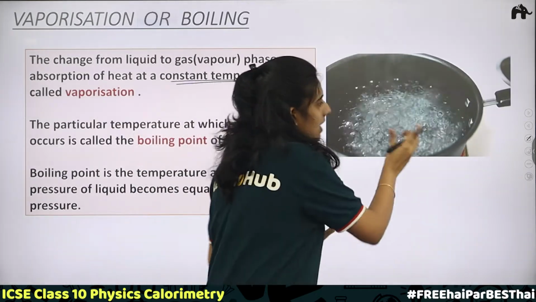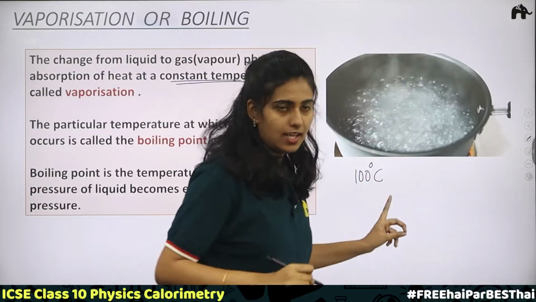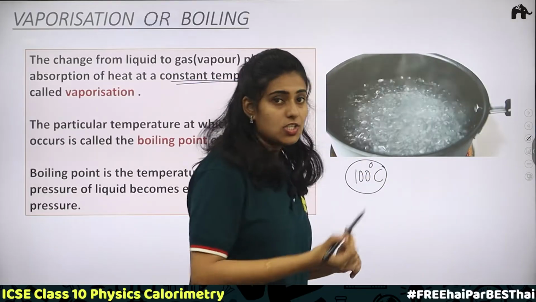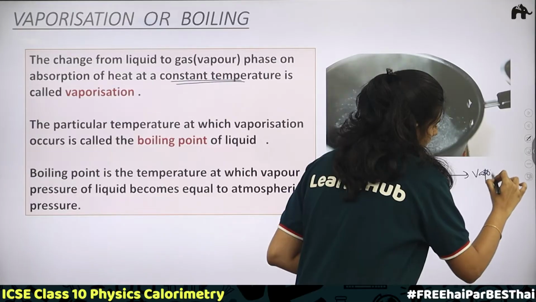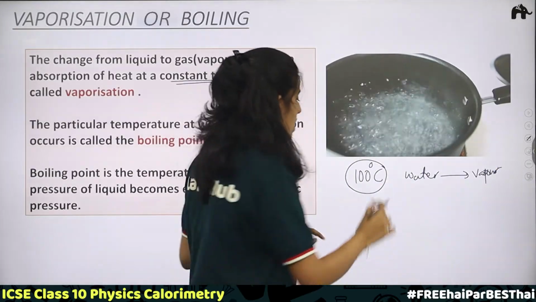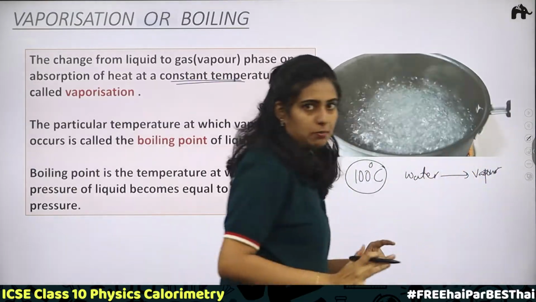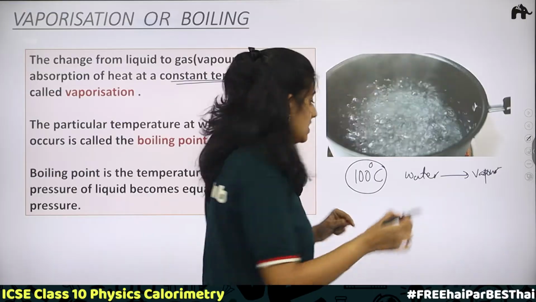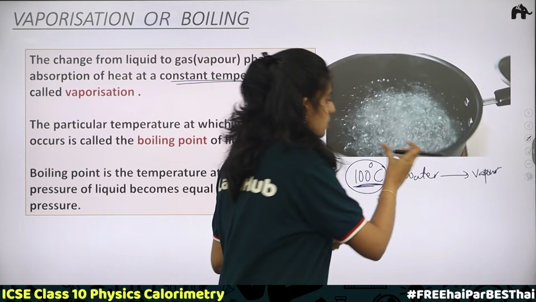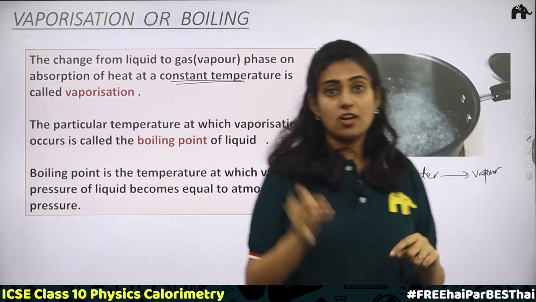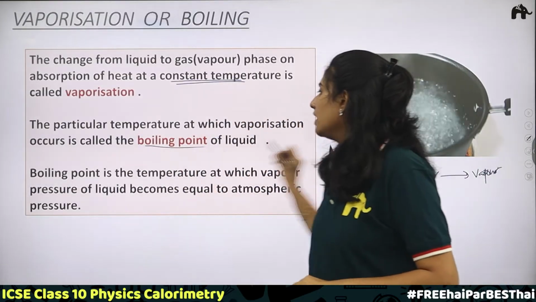Now you have to remember, while heating, only when the temperature becomes 100 degrees Celsius will the conversion of water to water vapor happen. During this conversion, that is until all the water gets converted into vapor, the temperature will not increase anymore. The temperature will remain 100 degrees Celsius only. The particular temperature at which this boiling or vaporization process happens is called the boiling point of the liquid.